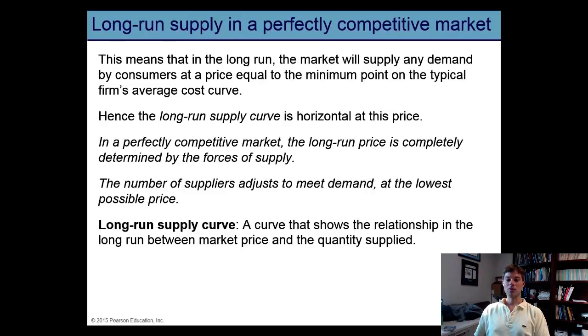So we know that when we're in a long-run equilibrium, firms must be breaking even so that there's no more entry and exit of firms, and this can only occur when price equals the minimum point on the average total cost curve. As a result, the long-run supply curve is going to be a horizontal line equal to that price at which average costs in the long run are minimized.